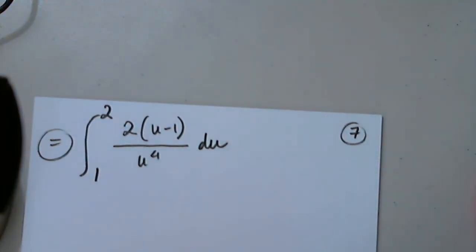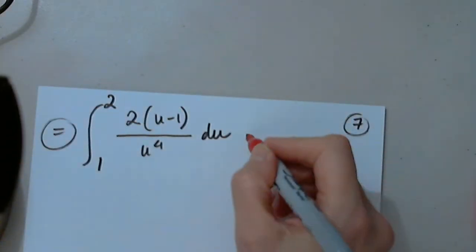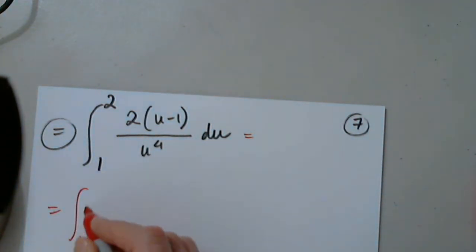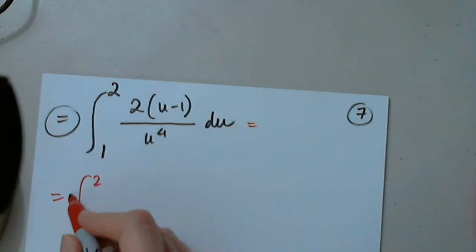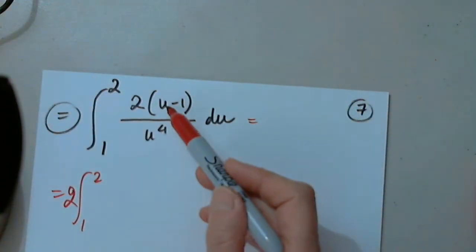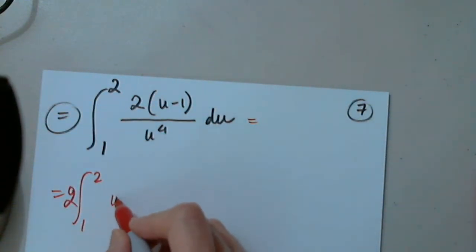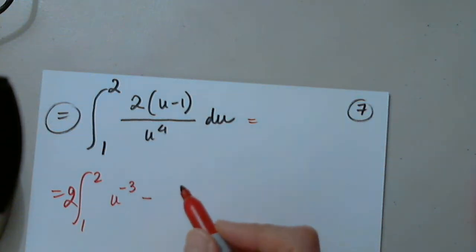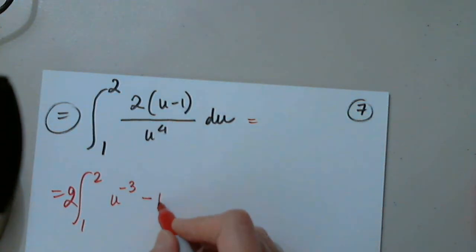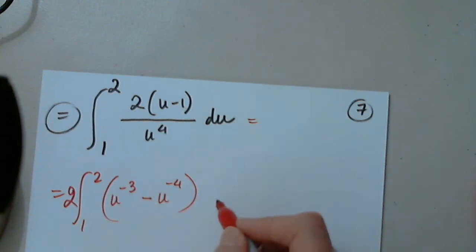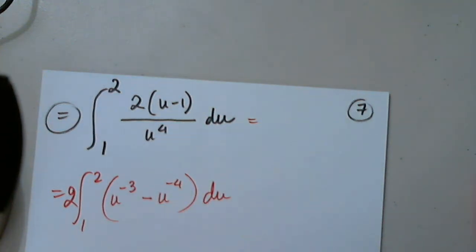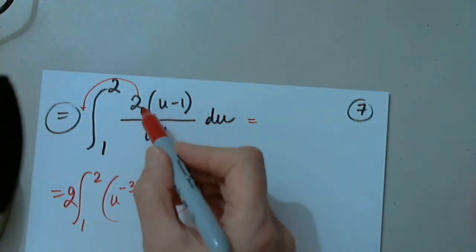Okay, now I'm back to realizing that the denominator is one term. This is a piece of cake, basically, most of the time. I can generalize. 2 is outside waiting patiently. U over u to the 4th is u to negative 3 minus 1 over u to the 4th is u to negative 4 du. One more time. 2 was outside because it's a factor.